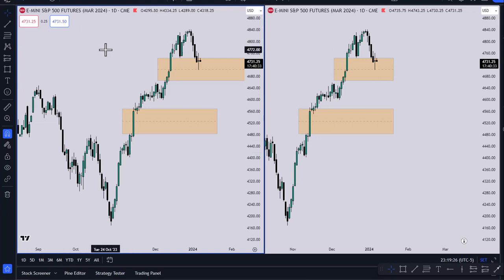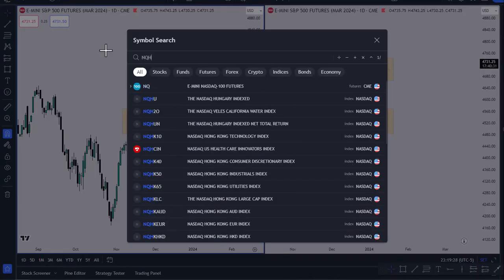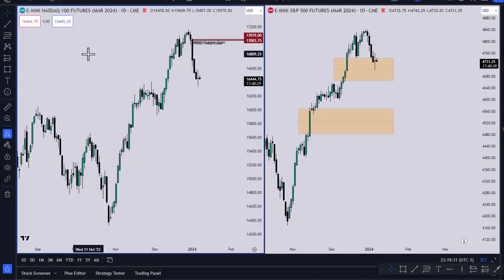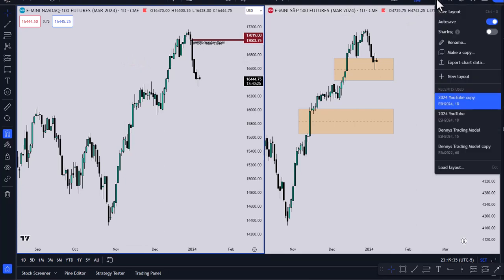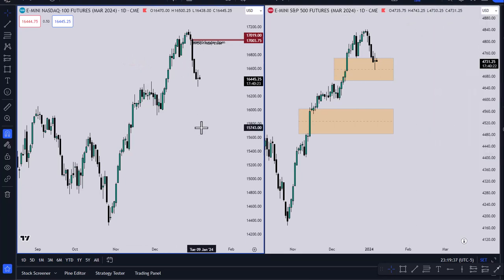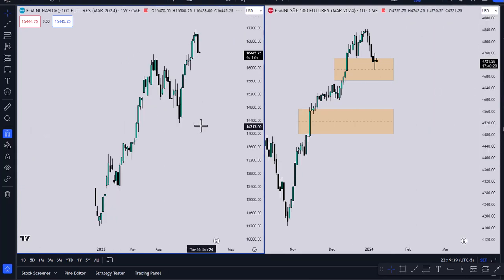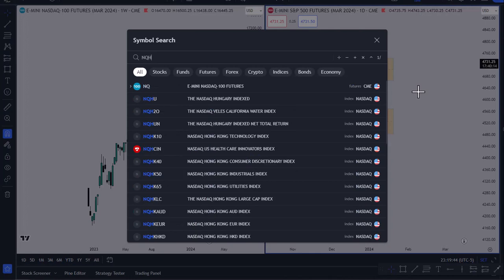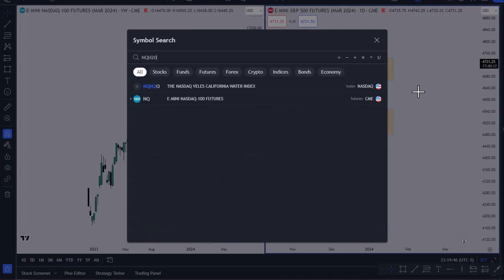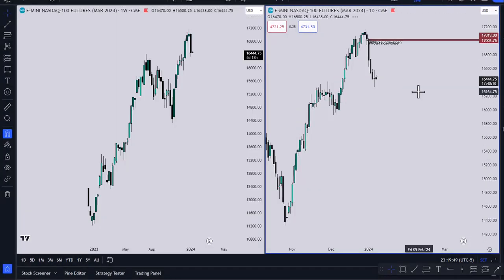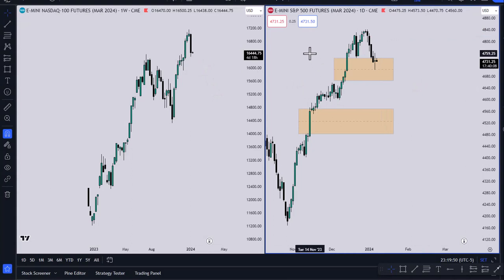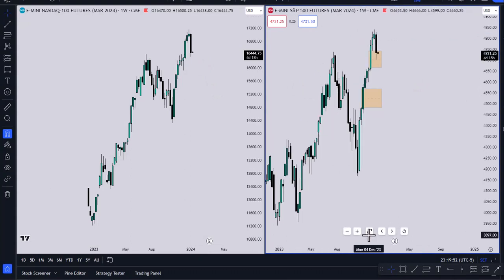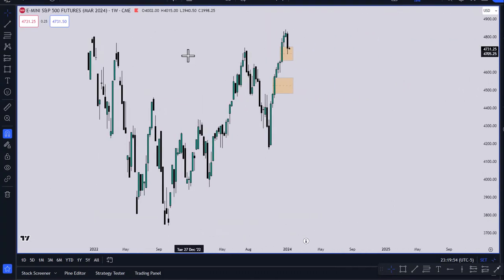So we have, let me change this. So we have NASDAQ, NQH 2024. This is my drawing, so bear with me. Okay, so we'll just do ES because I've been focusing on ES.